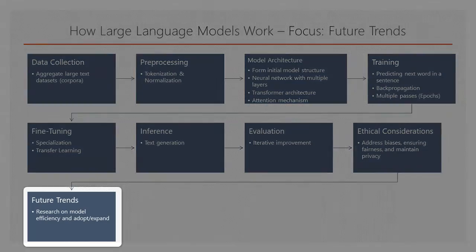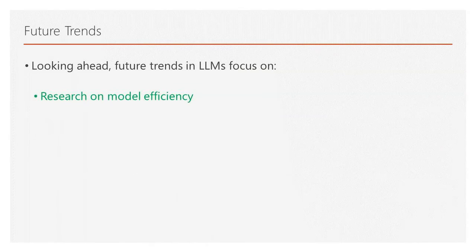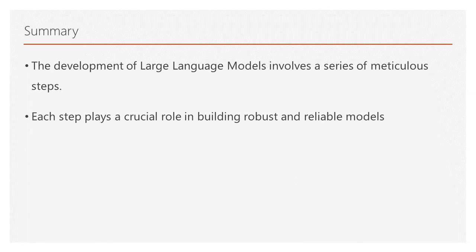Now, let's discuss the future trends in the space of large language models. Looking ahead, we can say that future trends in large language models focus on research on model efficiency, that is, developing more efficient models that require fewer resources, and adoption and expansion, that is, broadening the use of LLMs across various industries and applications, continually improving their capabilities.